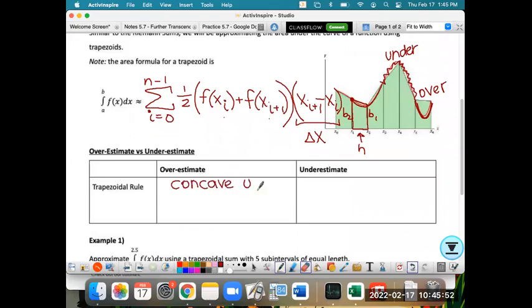And how do we know if a function is concave up? The second derivative. And the first derivative would be increasing. Concave down, exact opposite information.